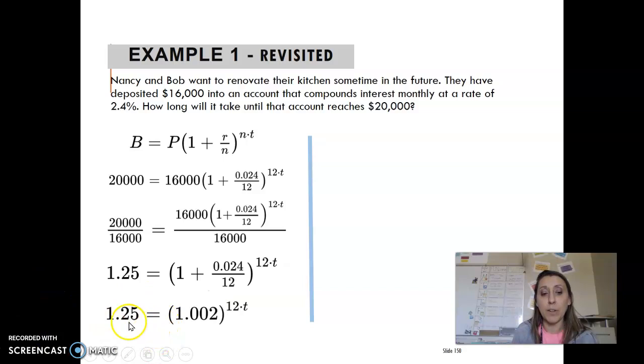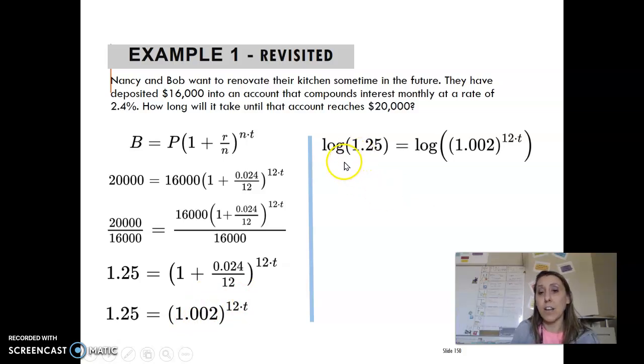So we have a number equals a base raised to some unknown power. I don't know what it is. So we're going to figure that out. We're going to take the log of both sides, and then we're going to apply the power rule right there. Again, when we apply the power rule, this was 12 times t. So now we got 12 times t times the log of 1.002.